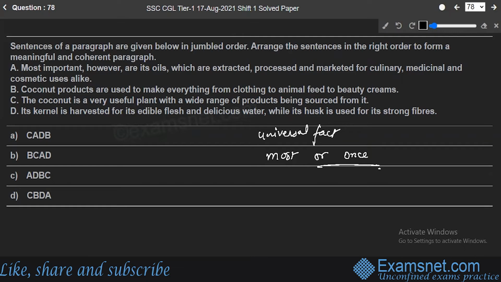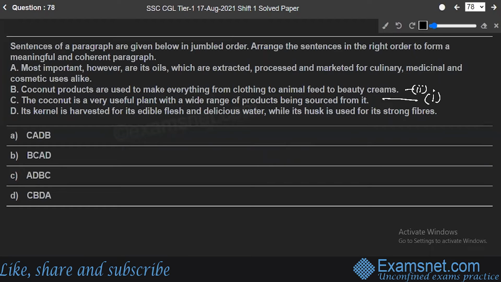So sentence C in the given question is a general statement. The author is talking about how useful the coconut plant is. It says the coconut is a very useful plant with a wide range of products being sourced from it. So this will fall in the first place, right? Sentence B will be the next one. Why? Because it tells us in which ways the coconut can be used in our day to day life.